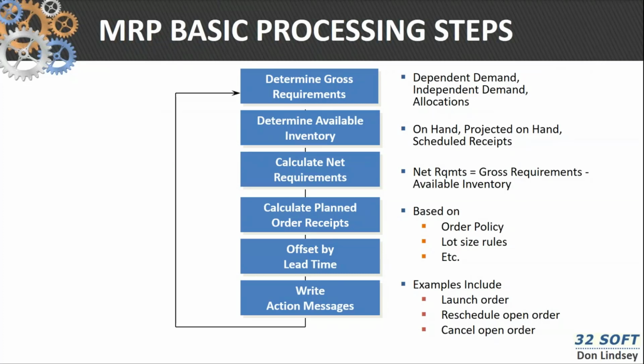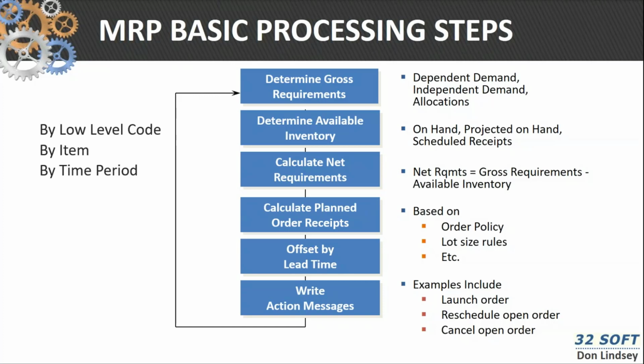The basic process of MRP follows this dance of determining the gross requirements, and we'll look at how we do that, then determining available inventory on hand, scheduled receipts, and then projecting that across the horizon, then calculating what we call net requirements. If you have a projected quantity on hand that's negative, that's the same as a net requirement. MRP is going to plan an order release for that period, offset it by the lead time to calculate the difference between the due date and the release date, and then write action messages. And that's what MRP does in its explosion process.